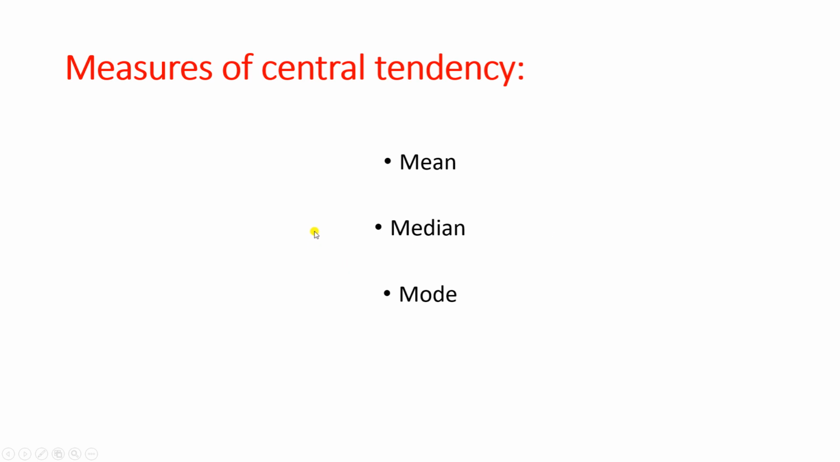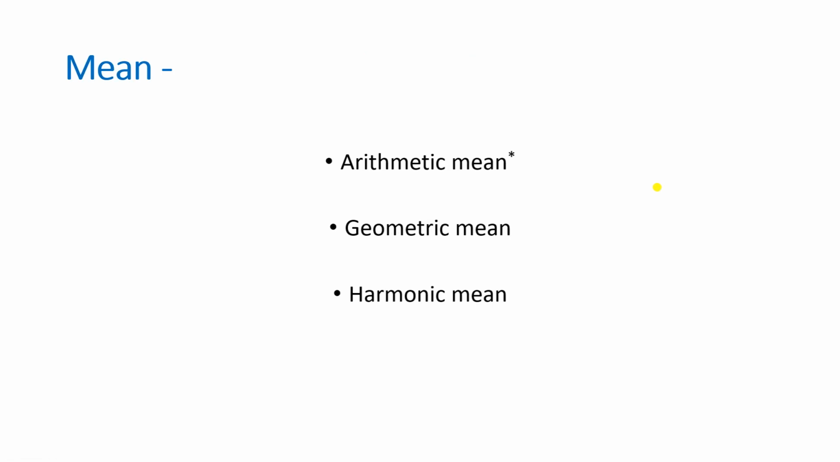Now coming to the measures of central tendency. We measure the central tendency by mean, median and mode. The first one we shall talk about is the mean: arithmetic mean, geometric mean and harmonic mean, but in medical science we deal with arithmetic mean. This is the simplest mean, also known as the average.